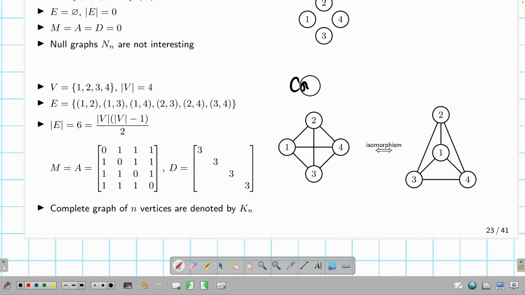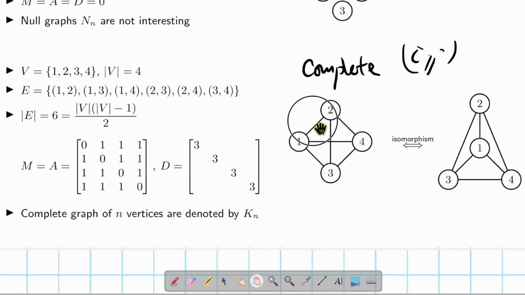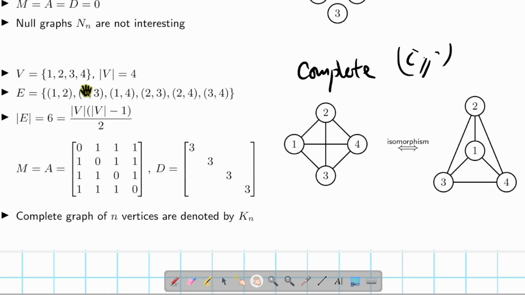We call it complete, okay? That means all ij are connected, okay? All the ij are connected. For example, for this graph, 1 is connected to other people, 2 is also connected to all the other people, 3 is connected to all the other people, 4 is also connected to all the other people. So in this case, I have 1, 2, 1, 3, 1, 4, 2, 3, 2, 4, 3, 4. This is an undirected graph, no arrow, okay? And then how many nodes? 1, 2, 3, 4. How many of them? 4, okay?